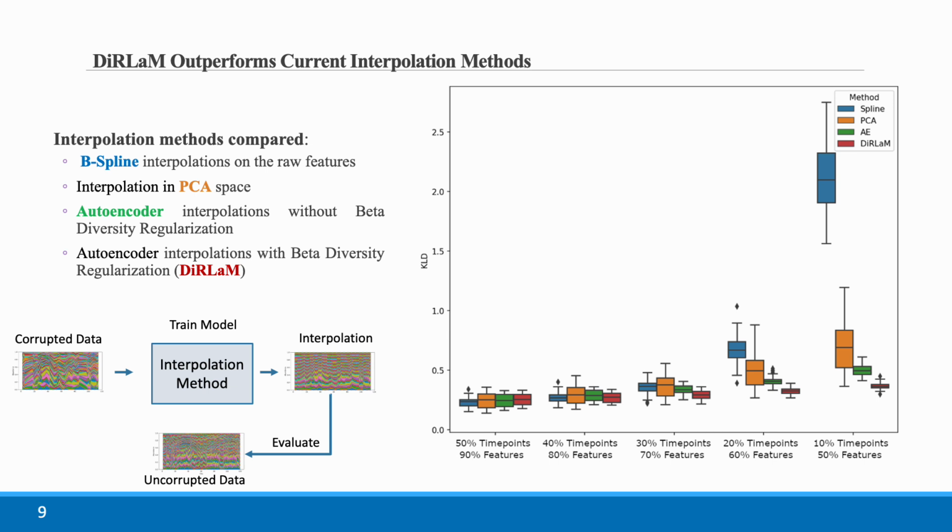We observed that all methods performed comparably in the lower corruption settings. However, DiRLaM was more robust compared to B-spline and PCA interpolations as the level of noise increased in the data, highlighting its ability to capture the true signal of the data and create smooth interpolations.